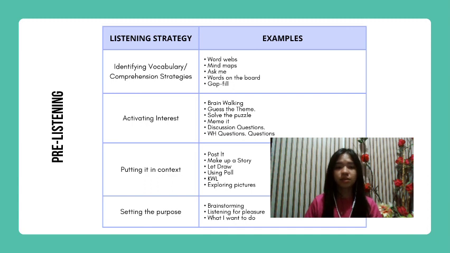Second is make up a story. To help students make sense of the listening material, provide them with some pictures related to the listening text and ask them to put these pictures in an order that makes sense in order to create a story. So this encourages creativity and critical thinking as well as helping students understand the sequence of events.